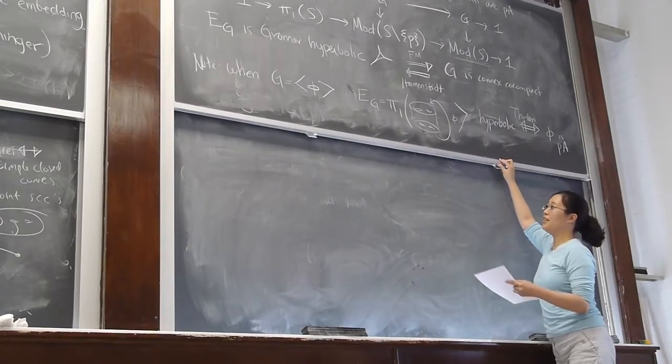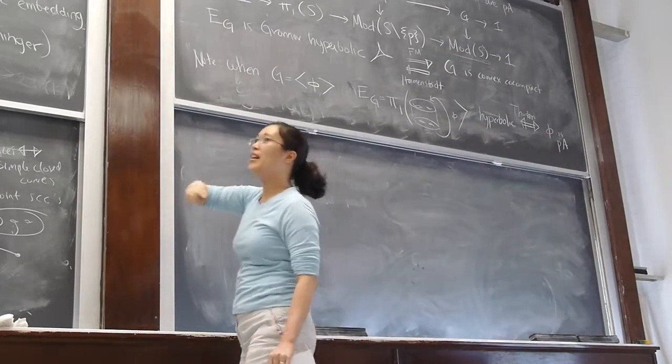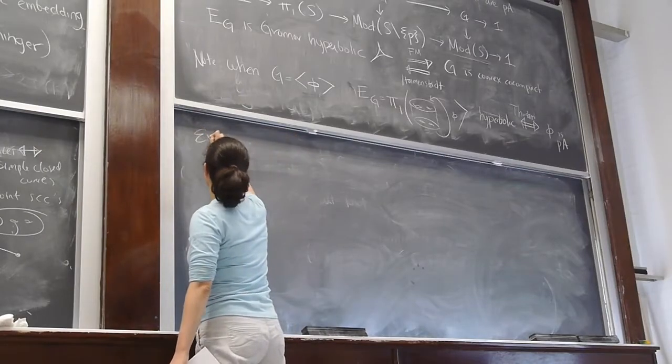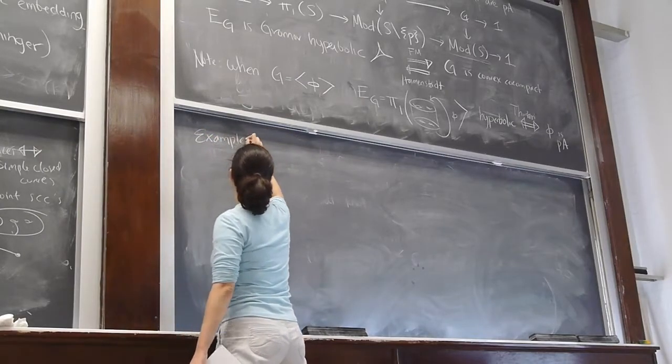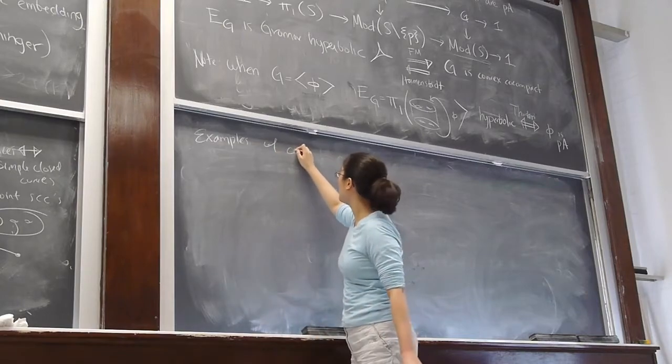Okay. So the point of the talk is to just share with you some other examples of convex cocompact groups.